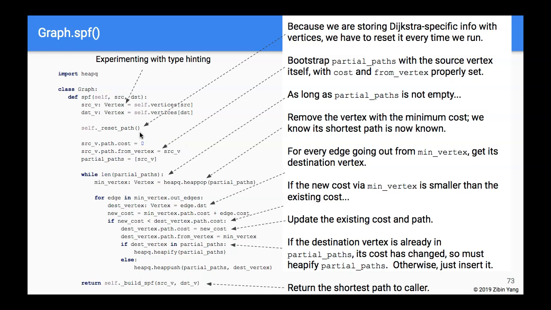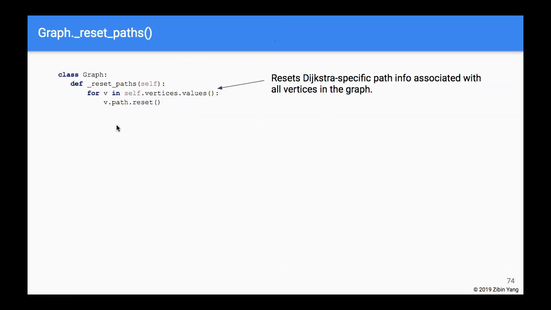Next, let's look at what these two helper methods do. First, let's look at reset path, which is fairly straightforward. Like I said, we want to be able to run Dijkstra over and over. So we just go through all the vertices. Remember, vertices is a dictionary, so to actually go through the vertex objects, we have to get the values from the dictionary, and for each one of them, we reset the path.